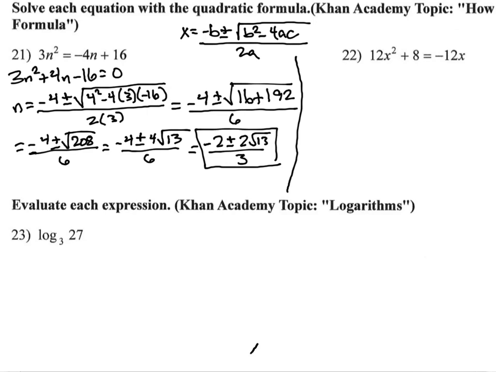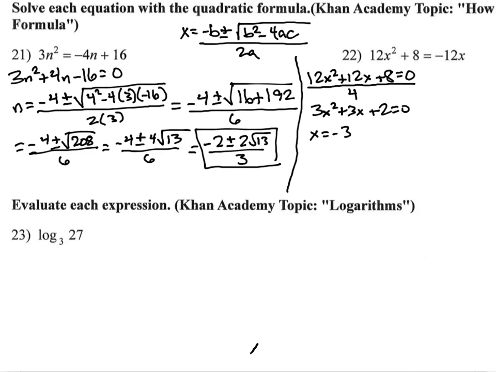So just like the last one, first thing I'm going to do is bring the 12x to the other side. So 12x squared plus 12x plus 8 equals 0. Something nice we can do to make this a little easier, we can divide everything by GCF. In this case, I'm going to divide everything by 4. So really, we get 3x squared plus 3x plus 2 equals 0.